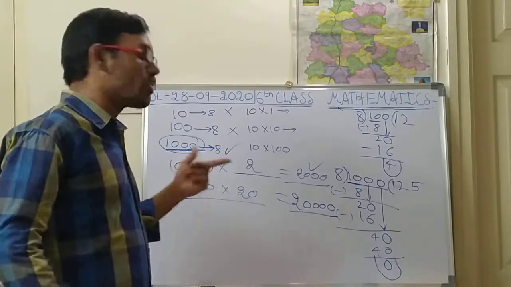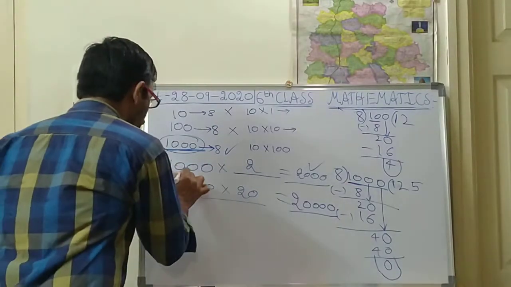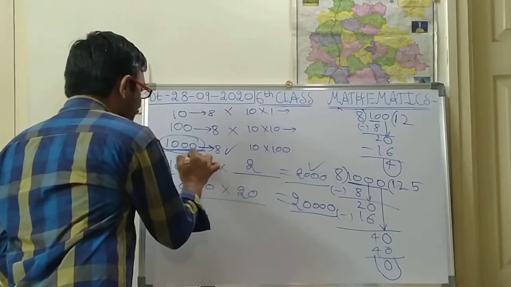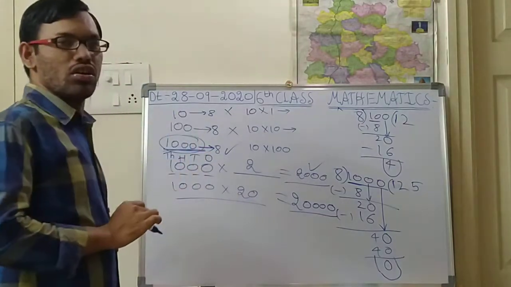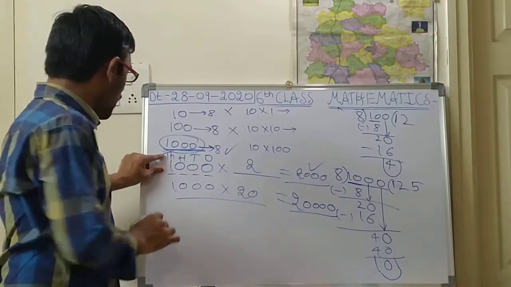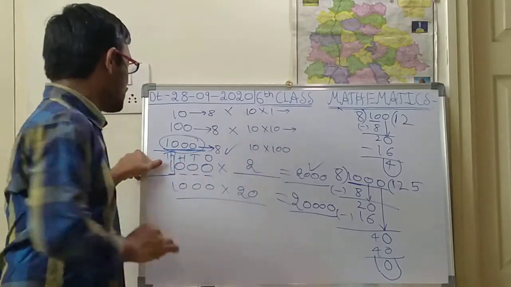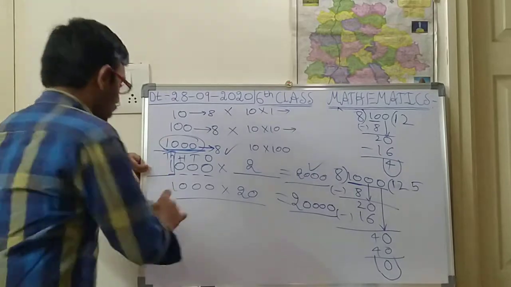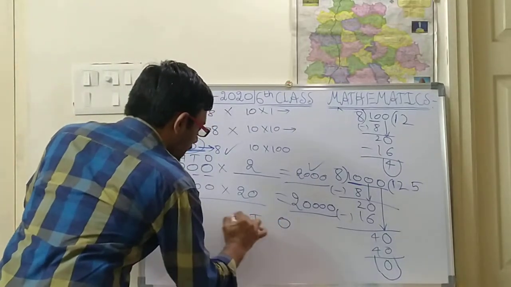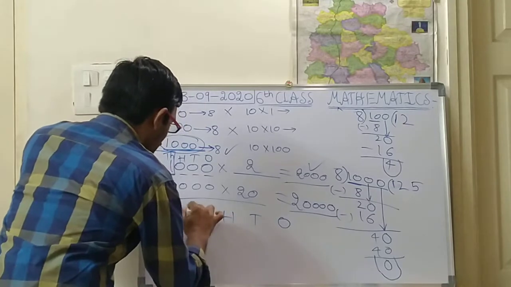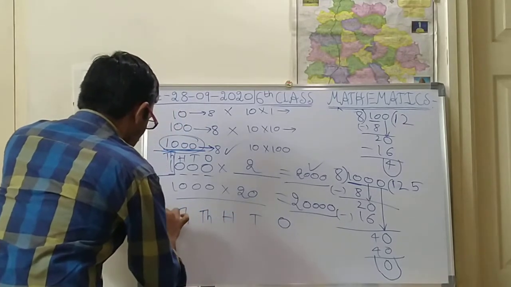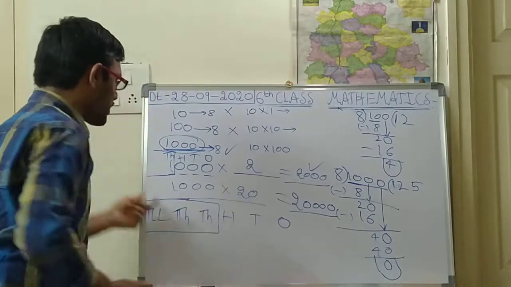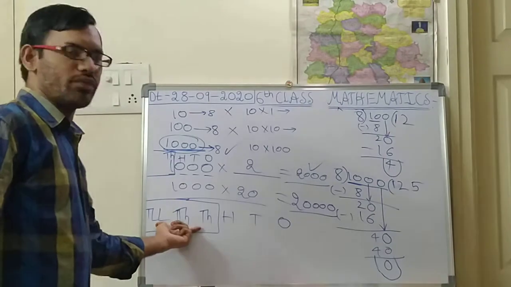Okay. So for 1000, how many digits will be there? There will be 4 digits. So here what are the digits? Ones, tens, hundreds, thousands. Is it right, children? So up to the thousands place, all the numbers are divisible by 8. Okay. So I think you are clear. See children, ones, tens, hundreds, thousands, 10,000s, lakhs, 10 lakhs. So that means up to 1000, all the numbers are divisible by 8.